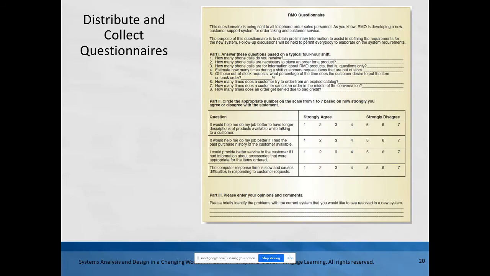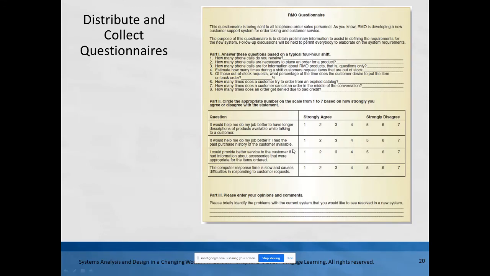Here we have from the text an example of a questionnaire for the Ridgeline Mountain Outfitters. And you see a lot of these really specific questions at the top here. How many calls do you receive? How many phone calls are necessary to place an order? How many phone calls are for information about products? And so a person answering this, they're not going to have to necessarily think about this question. They're going to know, usually I get around 30 a day, or I get 45, and you'll get all those numbers that you can analyze based on all the questionnaire answers.